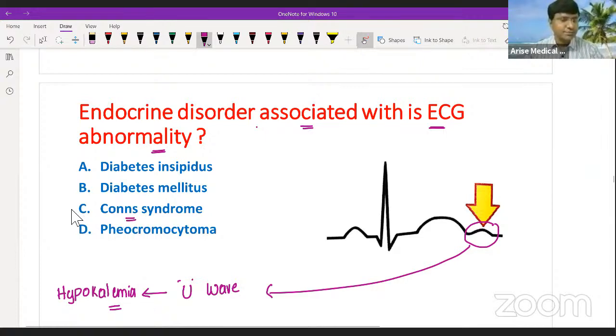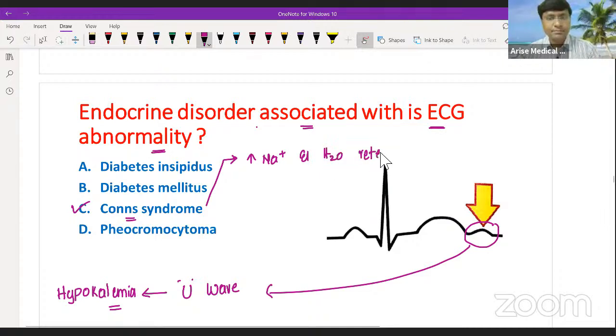That is your Conn syndrome. So Conn syndrome will cause increased sodium and water retention. There will be hypokalemia, and there will also be a decrease in the H plus ions. Right? That is what you will see in Conn syndrome.